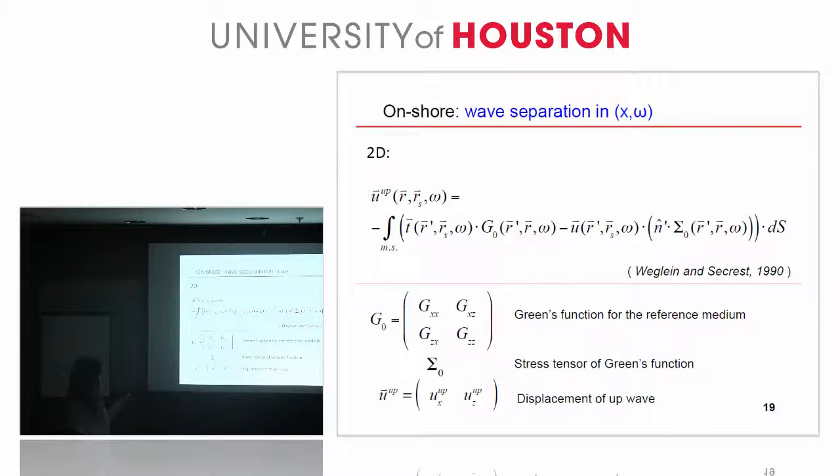And the third term is the Green's function in this homogeneous reference medium, and we can see this is a second order tensor. And the sigma zero here is the stress tensor of the Green's function. It's actually the traction along both the horizontal plane and the vertical plane. And after using these four terms and applying the integral formula, you can get your outgoing reflection data separated. It's also a displacement that contains both UX and UZ components.